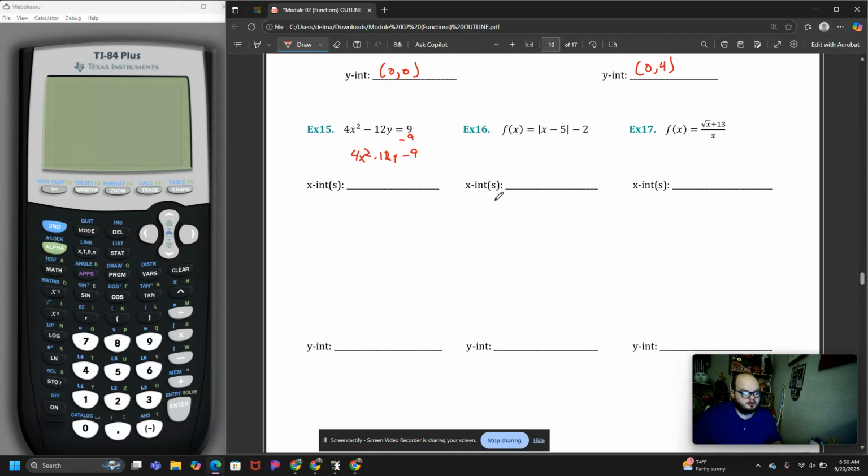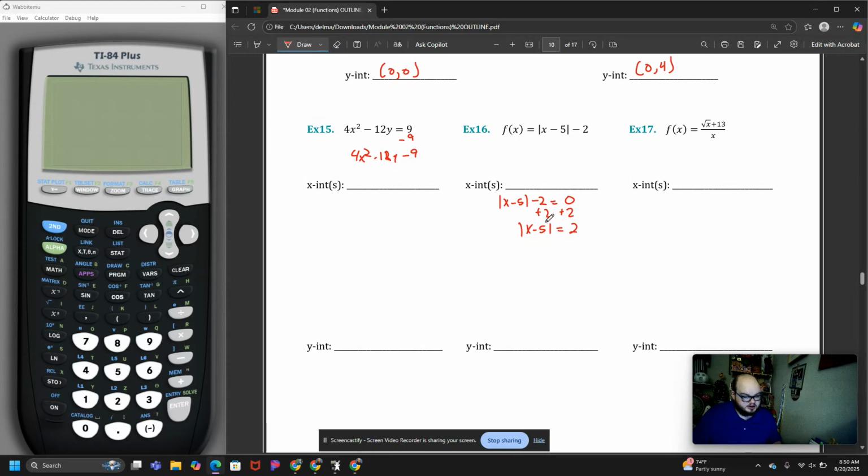So this we're going to solve so that the absolute value is by itself. So right now I've got x minus 5 minus 2 equals 0. Now I'm going to add the 2. The absolute value of x minus 5 is equal to 2.